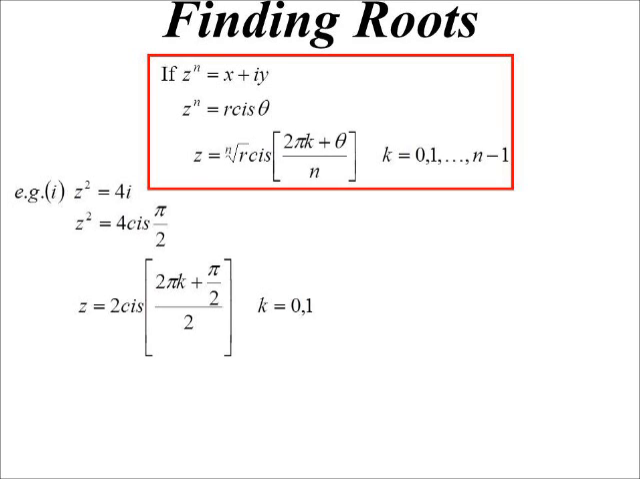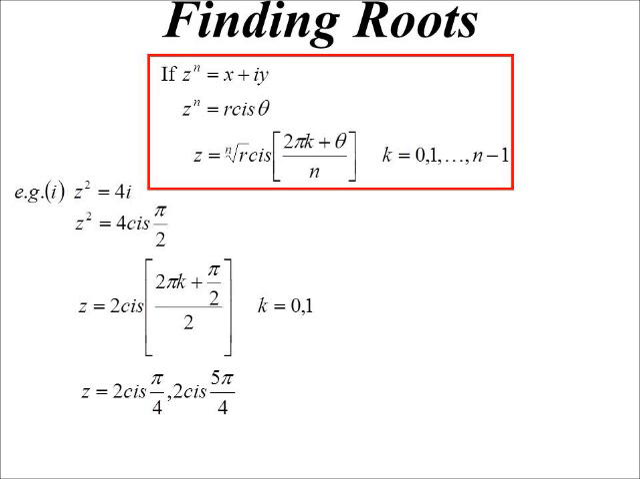Well, square root of 4 is easy enough, that's 2. It'll be the cis of pi on 2 divided by 2, but again, we're adding in the revolutions to go around. In this case, I only need 2 solutions, so I'll sub in k equals 0 and 1. By the way, it doesn't really matter what number you substitute in as long as they're consecutive numbers. I could have, if I really wanted to, substituted in 27 and 28.